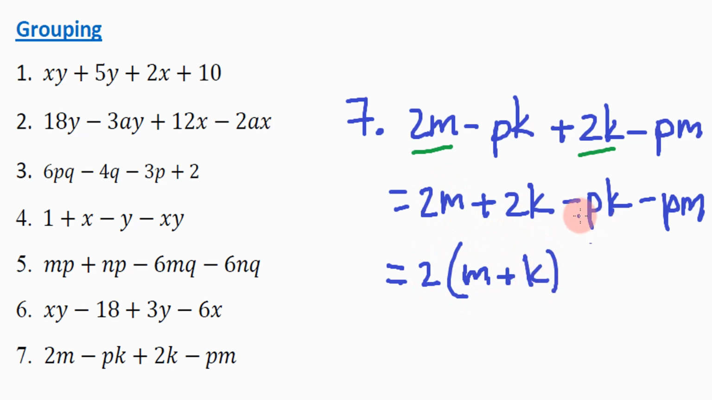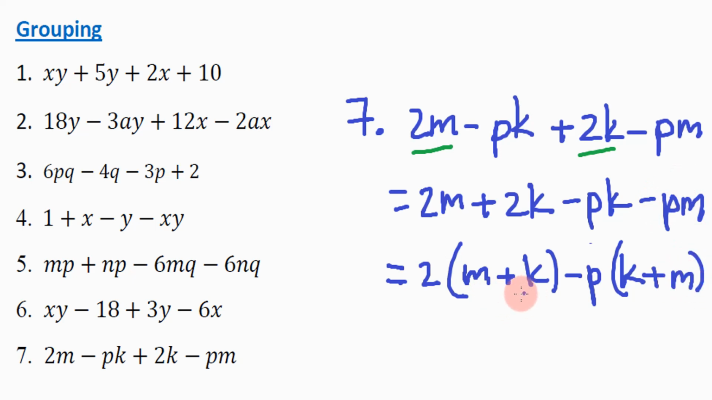We can take out a negative p from the third and fourth terms. So negative p is a common factor. So p taken from here, k remains. Then a minus times a plus will give us a minus. So we need a plus here. And we take out p from this term and we're left with m.